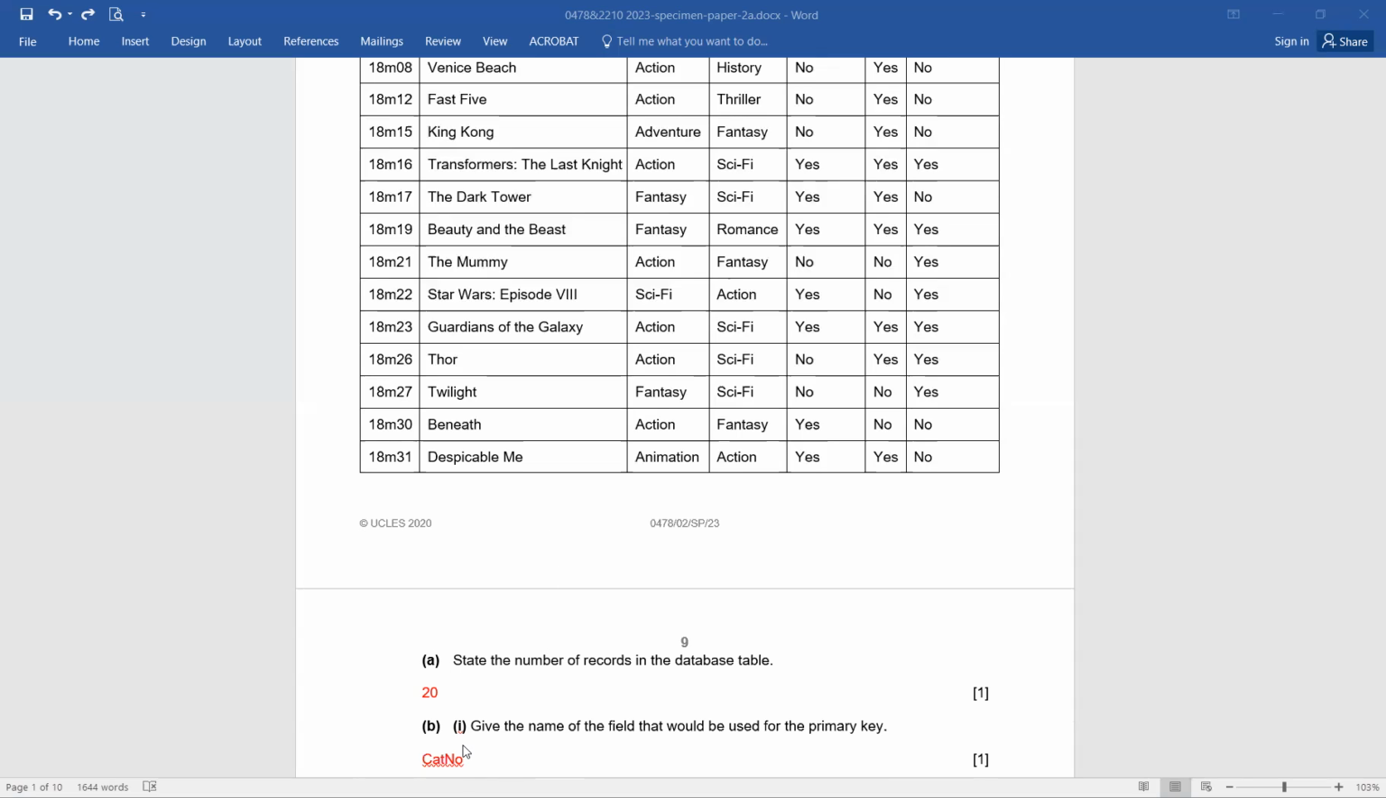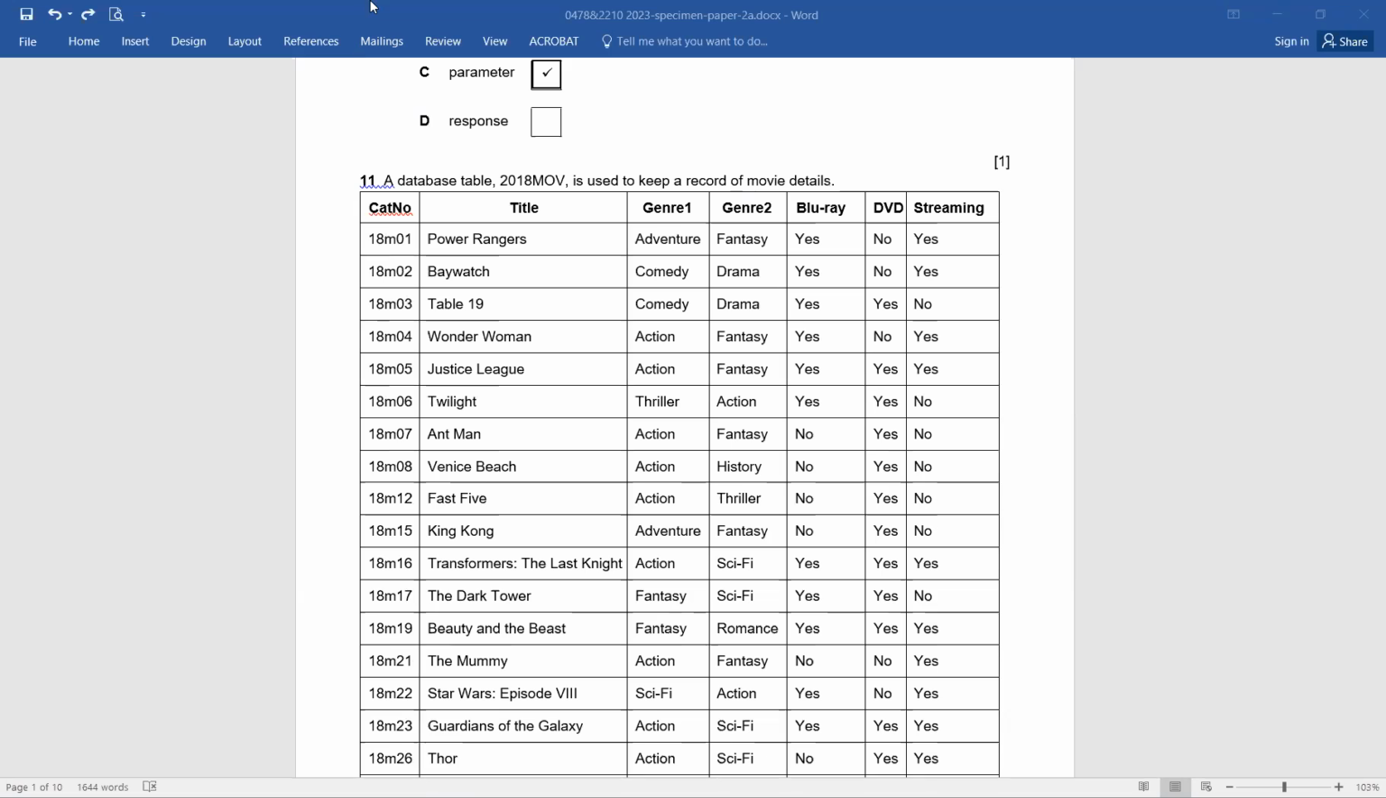Okay, now moving to the question, state the number of records in the database. So it is simple. You've just counted it together, that is 20. But if they'd ask me about the number of fields, then also I'll be cautious. Then I'll be mentioning 1, 2, 3, 4. It's better if you mention it there. And then you write down 7. That's perfectly okay. Give the name of the field that would be used for the primary key. Definitely will write down cat-no and be cautious. You are not going to leave a space in between. You have to write it the way it is present here.